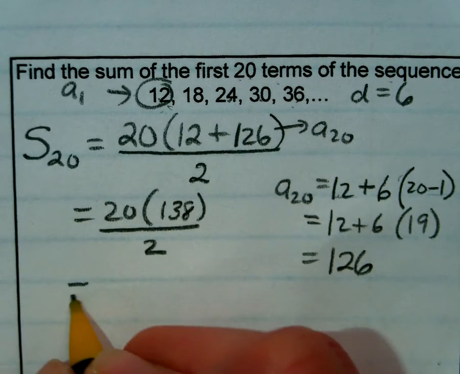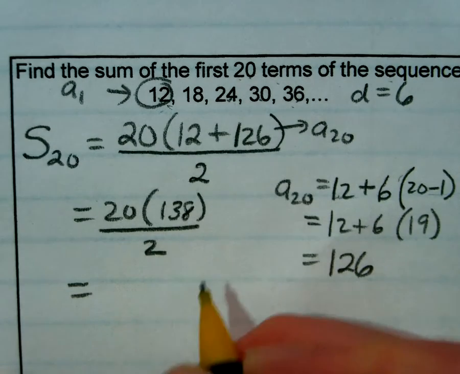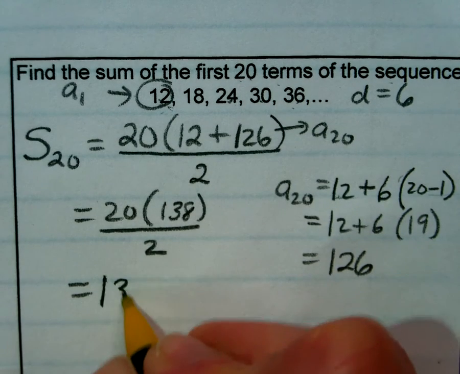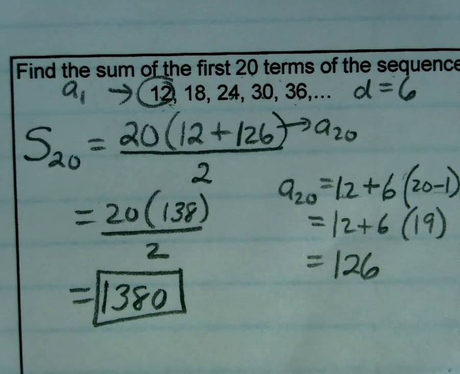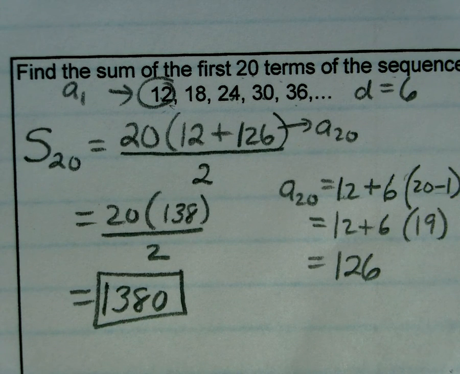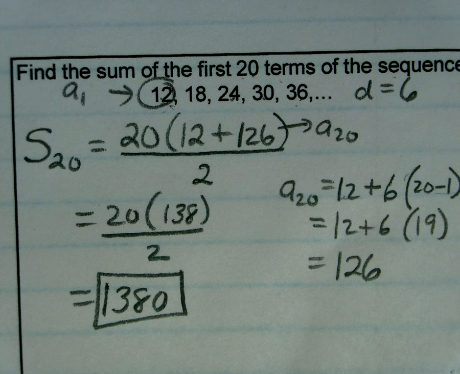Put all of this in the calculator. 20 times 138 divided by 2. Get 1,380. So this is a shortcut for finding some of those sums like we were doing yesterday. When they don't give you the formula, they're just giving you some key information, and we don't have to find all of the terms because there might be a lot of them. This just saves us some time. Okay, that's it.